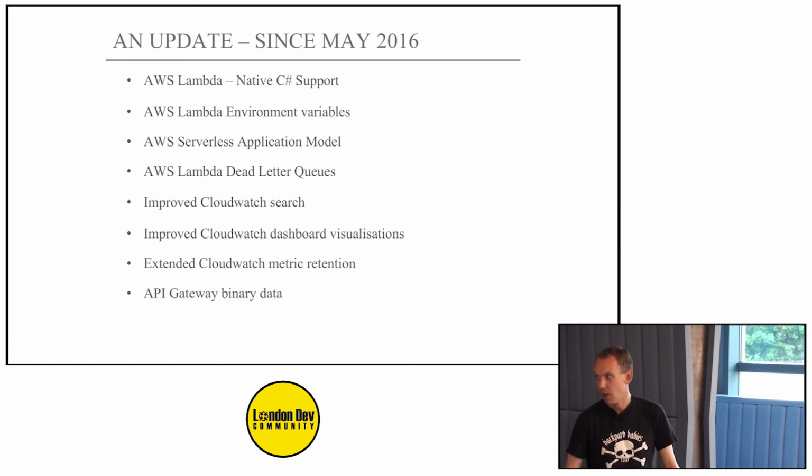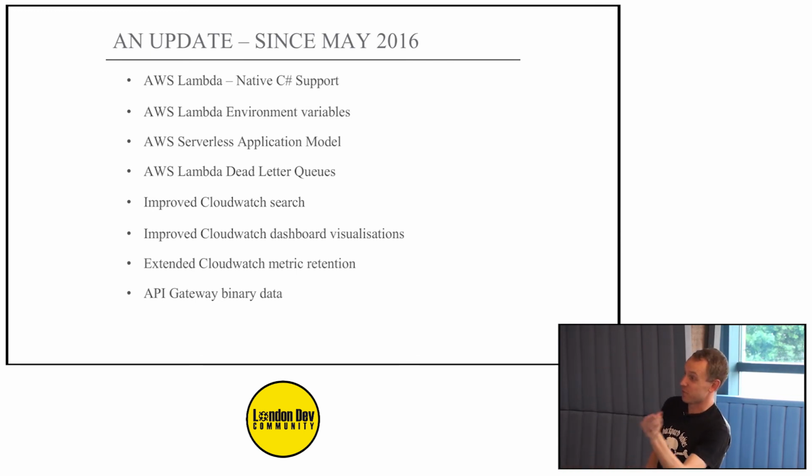So worth pointing out, I'm not going to go through all of these, but since May 2016, so basically a year ago now, these are some of the things that have been added. And like every month, Amazon and Azure or whoever add a whole load of new features. And these are all features I went through and basically said, if these had been in place at the time, would we have used them? And pretty much all of them, yes. So they're always adding useful stuff.